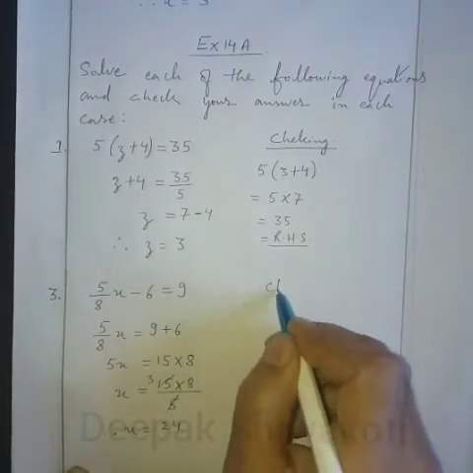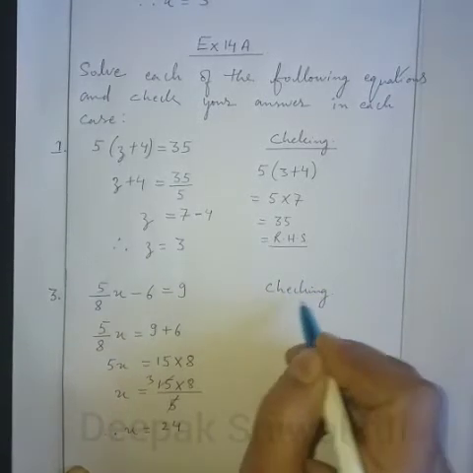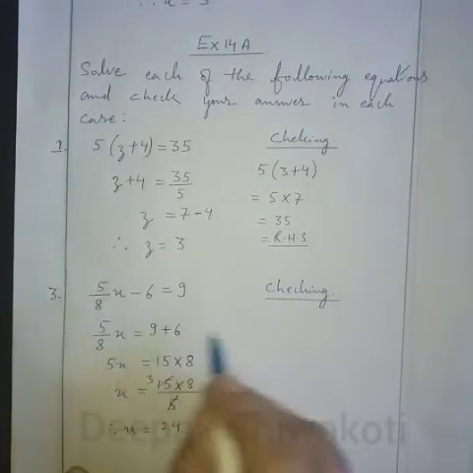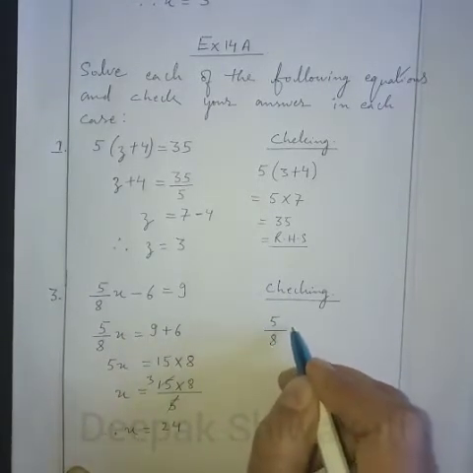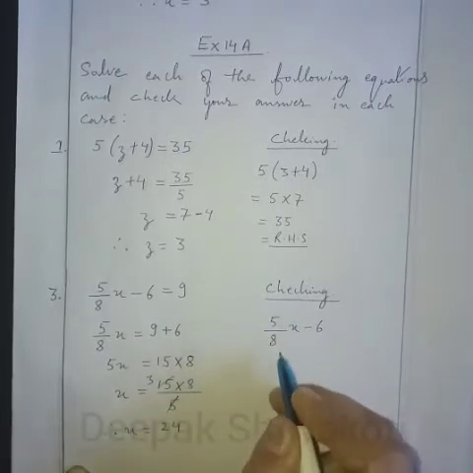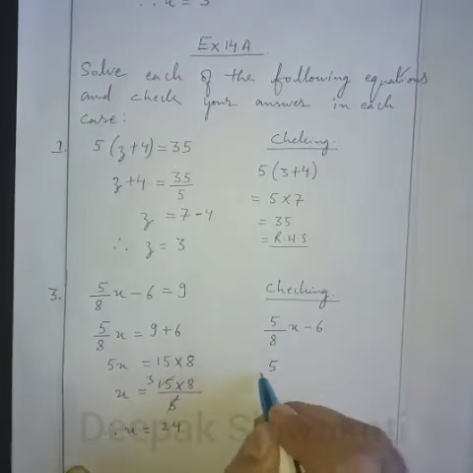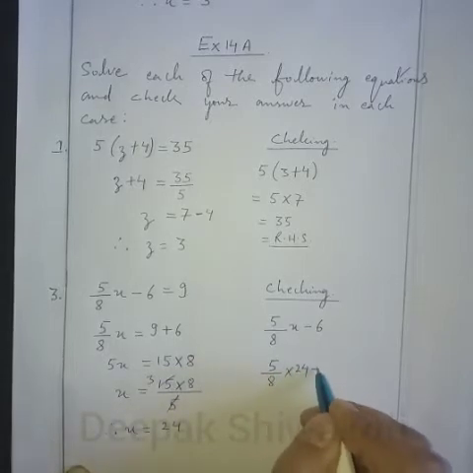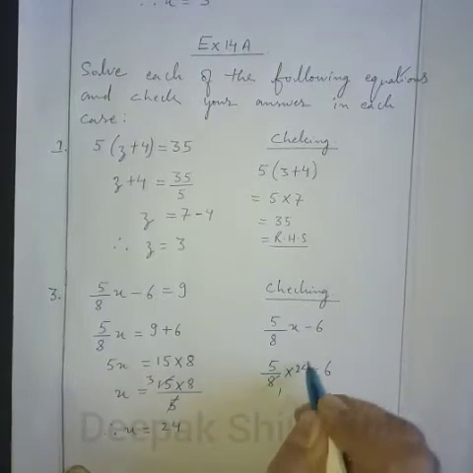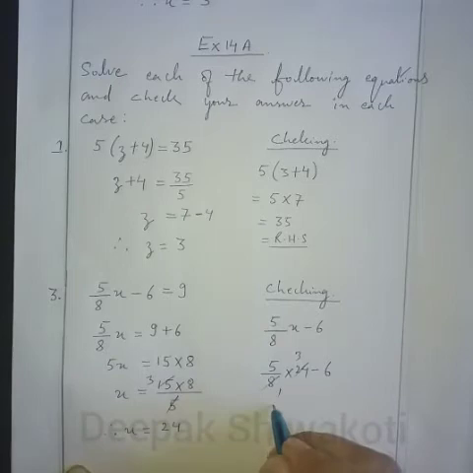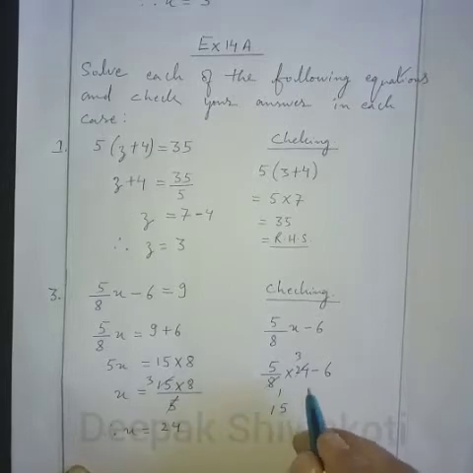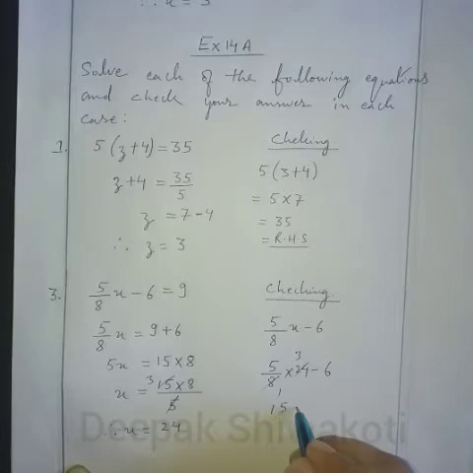Now checking by putting the value of x in the left hand side. That is 5 by 8 into x minus 6. Putting the value of x as 24: 5 by 8 into 24 minus 6. 8 ones are 8, 8 threes are 24, 5 threes are 15, and minus 6.